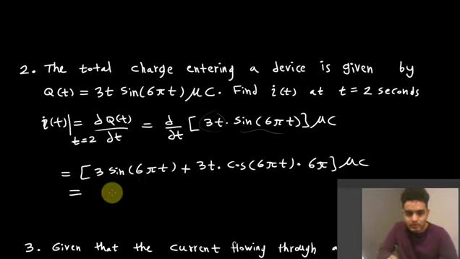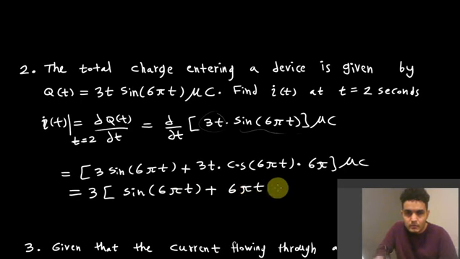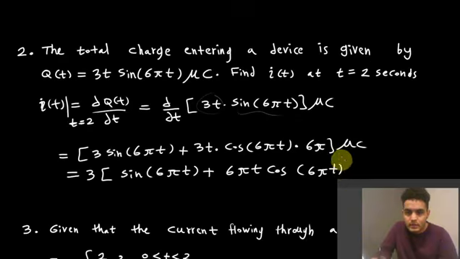Now let's simplify even further. I could factor out a 3, yeah, that should be good. So 3 sine 6 pi t plus 6 pi t cosine of 6 pi t, and that is all again in microcoulombs.